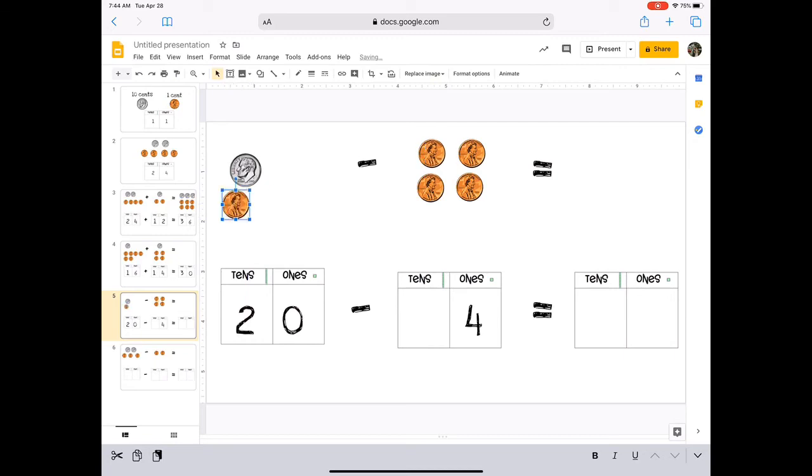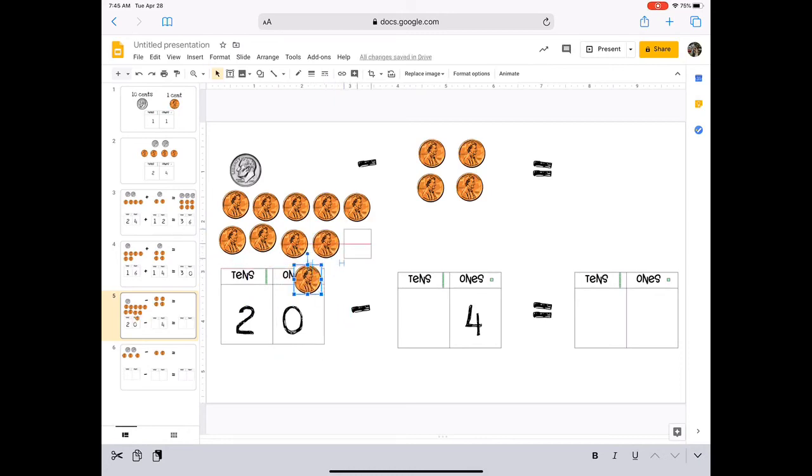Okay, so 1, 2, 3, 4, 5, 6, 7, 8, 9, and 10. So remember, all I did was exchange one of my 10s for 10 ones.